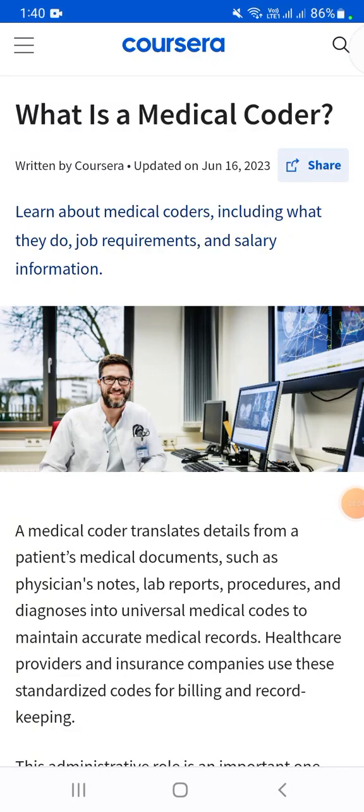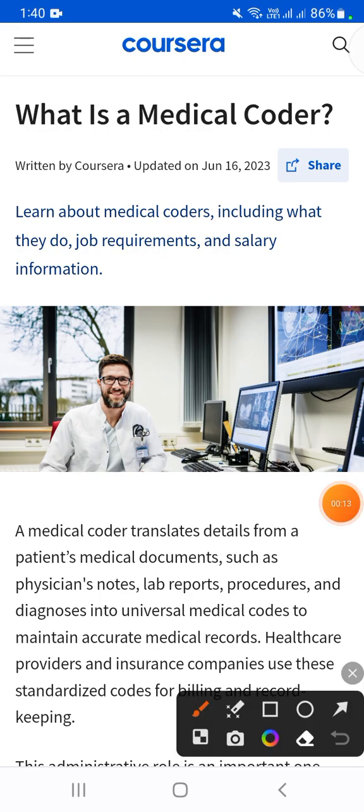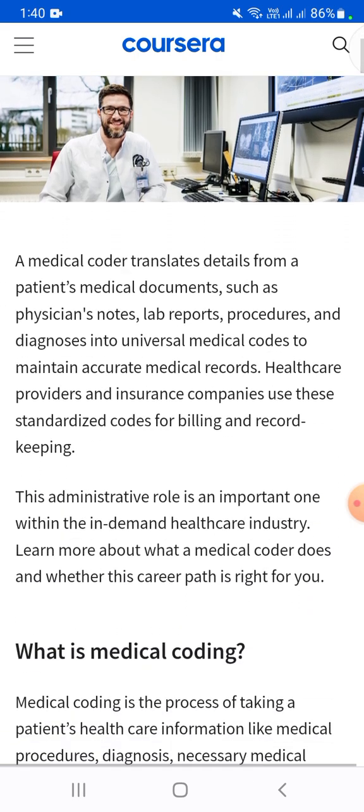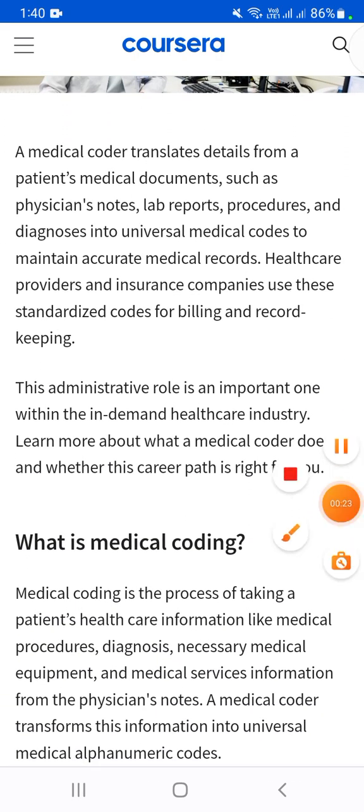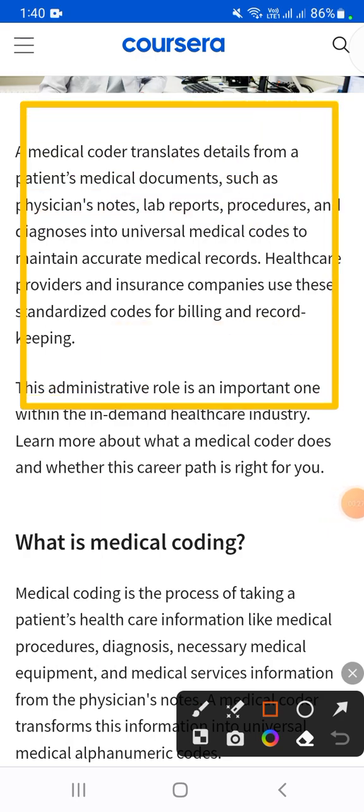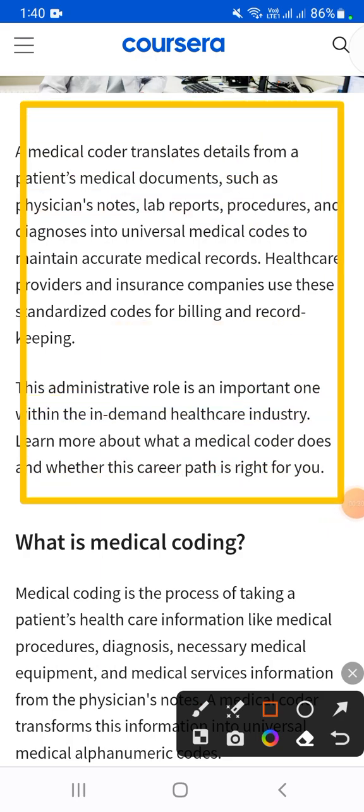Friends, we will see here about medical coding. First of all, we will discuss what a medical coder is. We will see all its aspects and all the information about medical coders. We can see on the screen, medical coders translate details from patient medical documents.